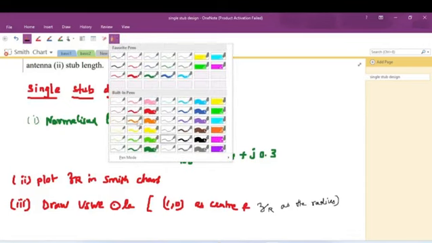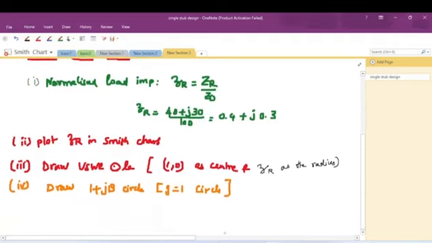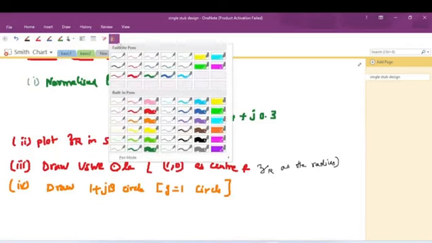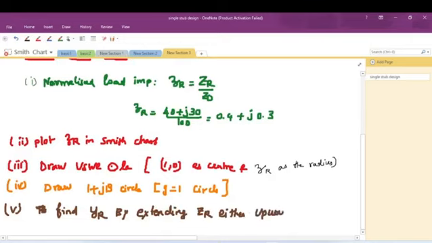Then we go to the fourth step, in which we have to draw the 1 plus jB circle, or G equal to 1 circle. This is the next step. And the fifth step is you have to find yL by extending zL either in the upward or downward direction. So these are the things we are going to do first.